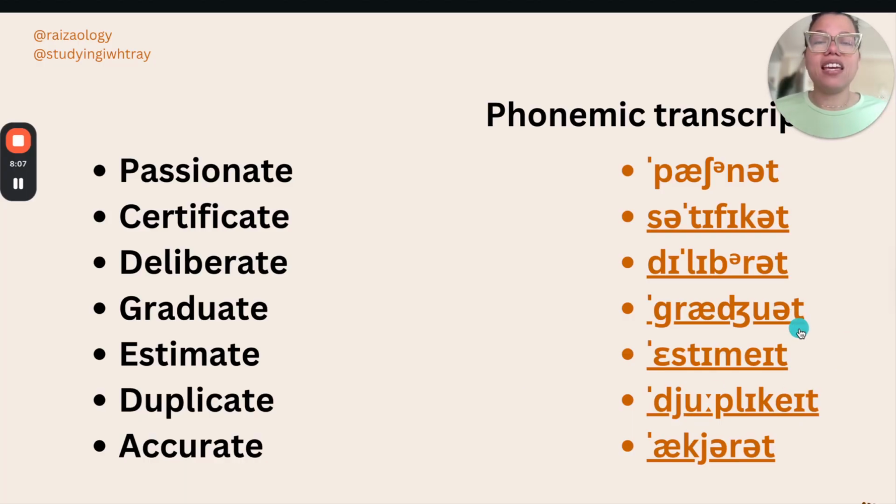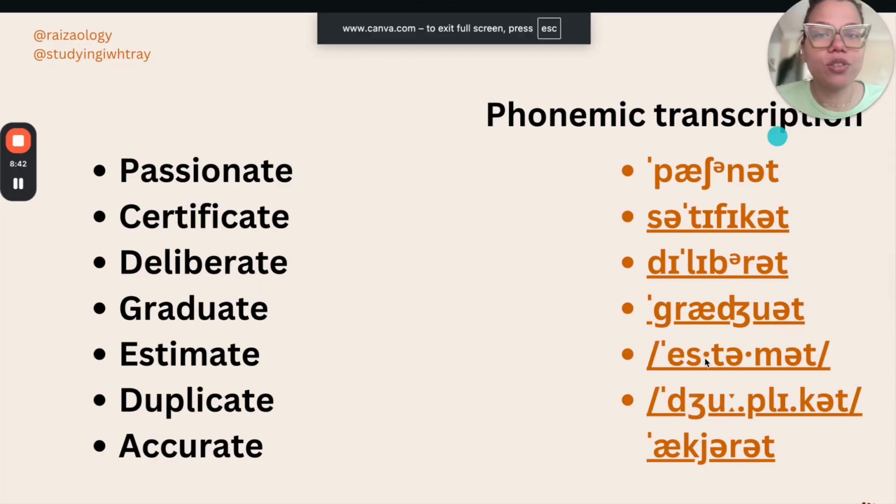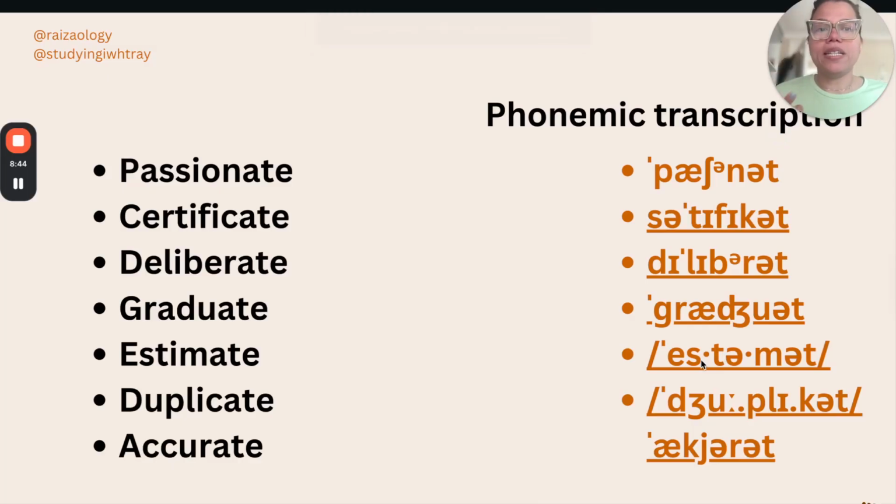You're going to say it. Oops, this one is wrong. So I corrected both estimate and duplicate because, yes, I got the verb transcription, but it's not the verb. It's the noun. Okay, so all of them are it. Your body is relaxed. It.